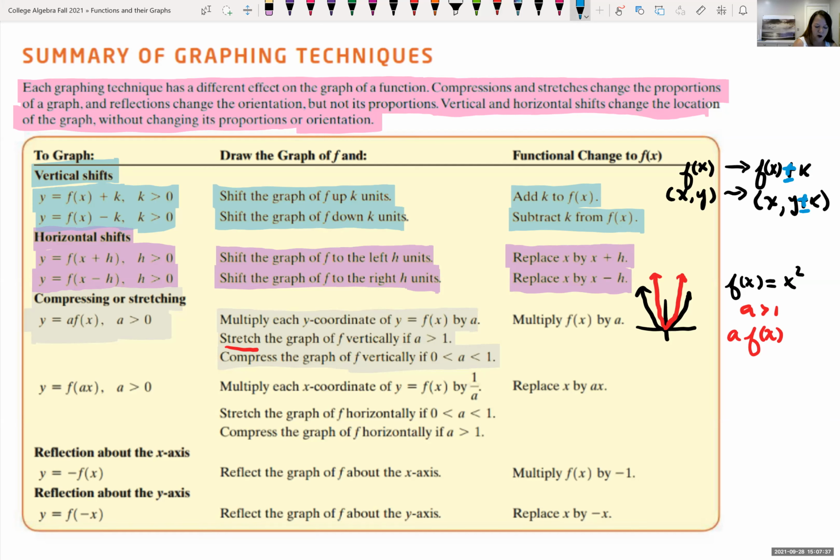If our a value was between 0 and 1, and we multiply a times f of x, then we're multiplying that y value by a number between 0 and 1. So it's going to make it smaller. The y value is growing at a slower rate. So this compresses the graph of f vertically if a is between 0 and 1.